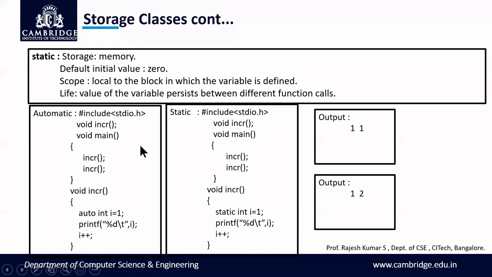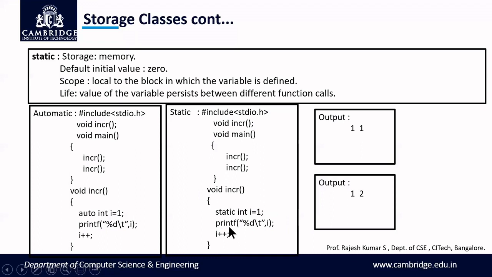Whereas in static variable, the same program, instead of auto, I've written static. In this program, what happens is, first when I'm calling the increment function, it will come to this. We have initialized I value as 1, and the I variable belongs to the static storage class. When I'm printing, the I value will be printed. I will update, the I value will become 2.